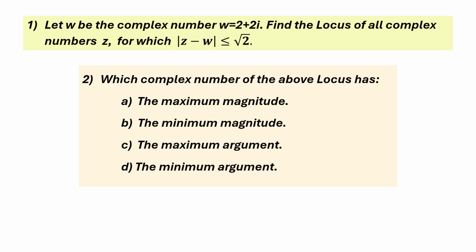In this exercise we wish to find the region, or disk, defined by the locus of the complex numbers z satisfying the formula magnitude of z minus 2 minus 2i less than or equal to square root of 2, and based on the result, to give an answer to 4 distinct questions.